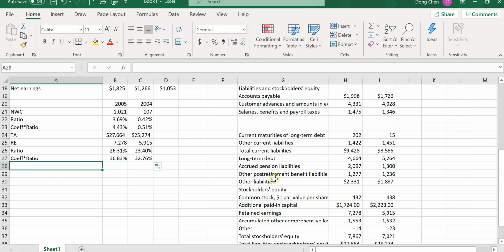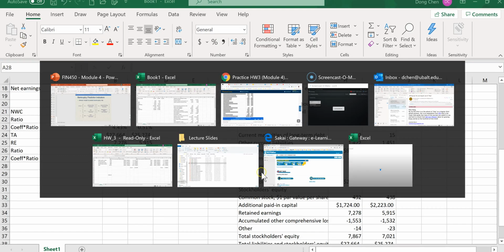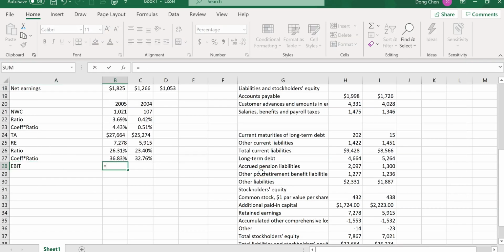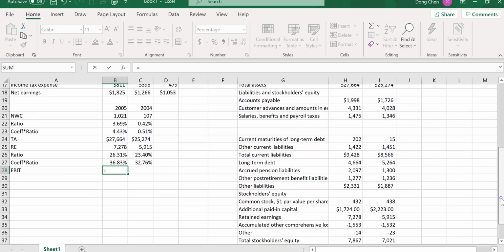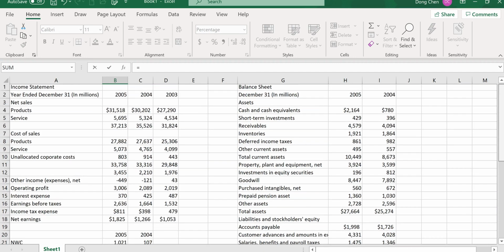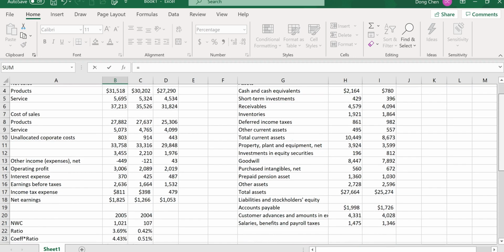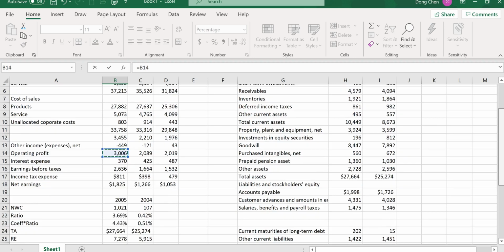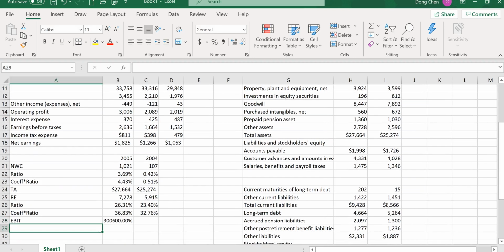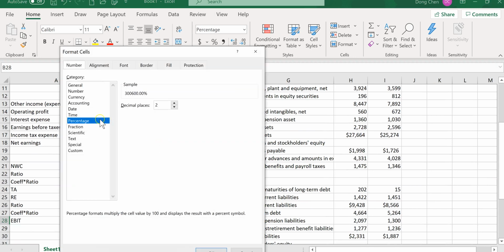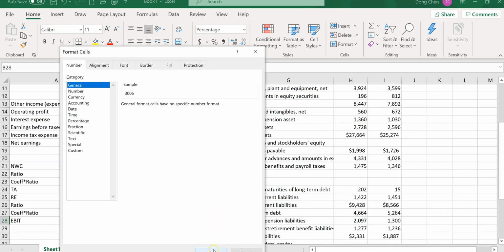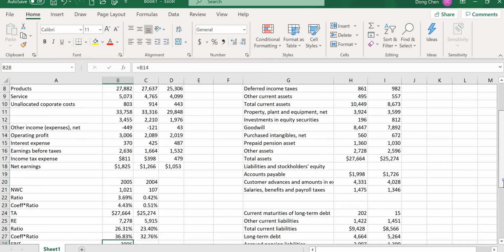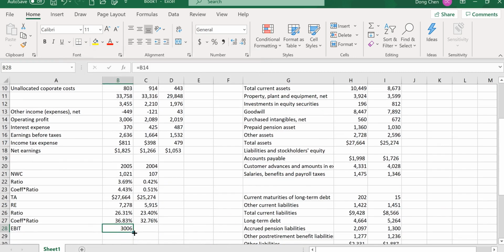And then let's go on to the third one, which is EBIT. As we said, most of the time this is just operating income, so we get that number from the income statement, which is operating profit here. So that's 2005. Just make sure we get the number for the right year. For this number, we don't want this to be in percentage terms, just general. And then pull the cell to the right, and this is the 2004 number.